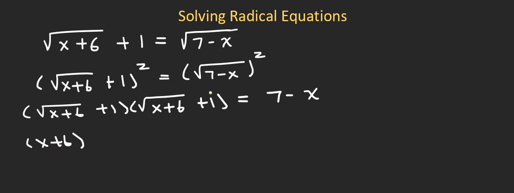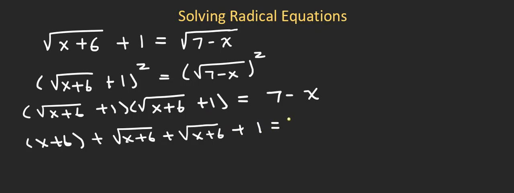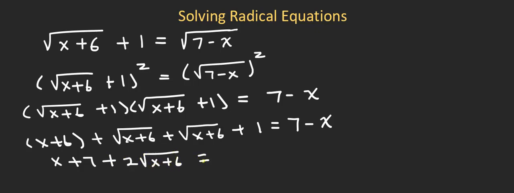And when you multiply these two, you get radical x plus 6, and these two, you get positive radical x plus 6, and then plus 1. So you add up the like terms, you get x plus 7 plus 2 radical x plus 6 equals 7 minus x.